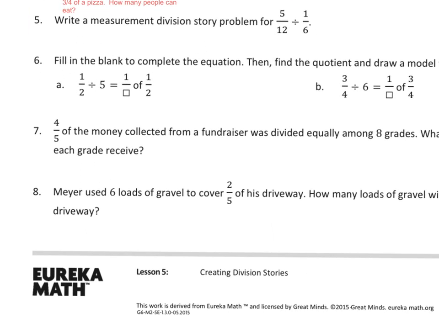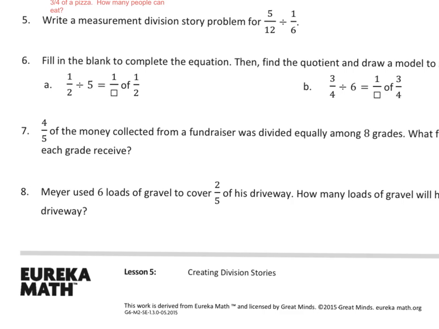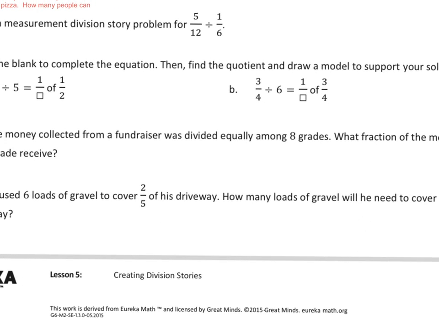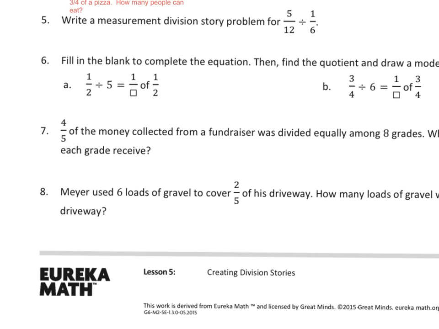Let's do 6. Fill in the blank to complete the equation, then find the quotient and draw a model to support your solution. I'll do A. So 1/2 divided by 5 is the same as 1/5 of 1/2. So now what I'll do is I can multiply this because it's multiplication, and I get 1/10.